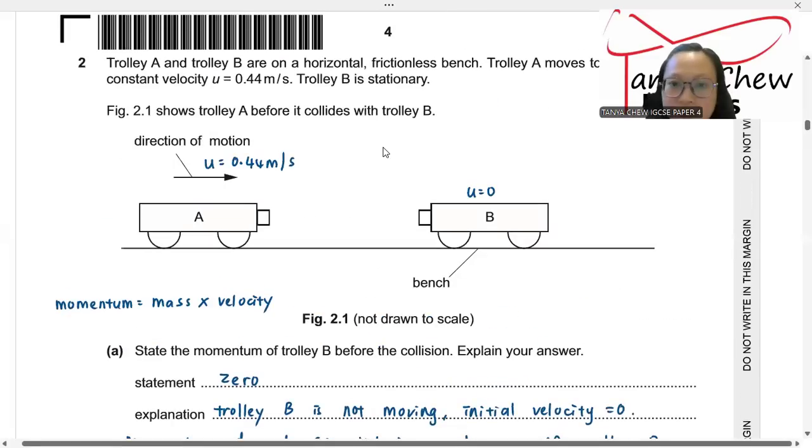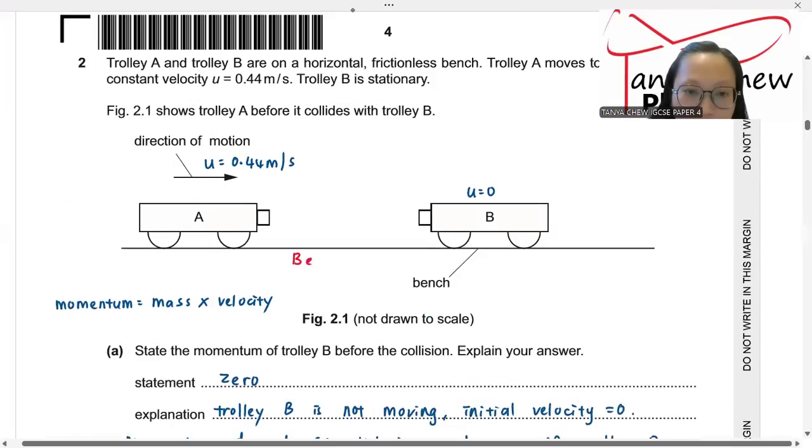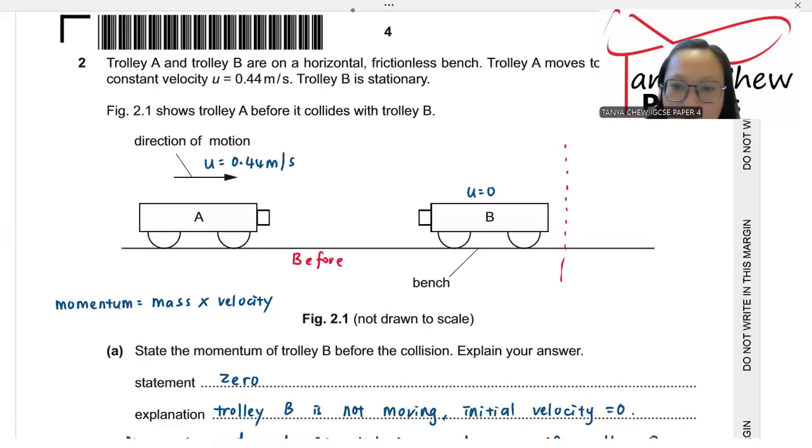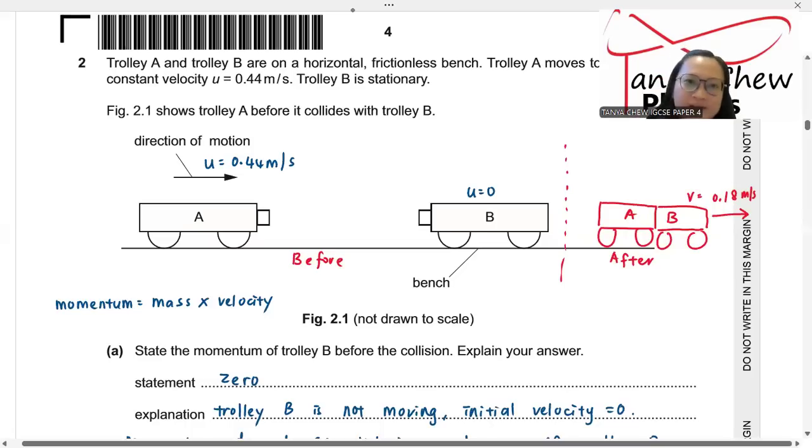Now, I would draw this. This is before. I use a different color when I draw this. This is before the collision. I'm sorry, I hope you can forgive me, I'm not good in drawing. After the collision, you could see that I try to draw them nicely. Okay, it seems like they shrink. This is A and B, moving together to the right with the velocity of 0.18 meter per second. I put that as final velocity. This is what is happening.